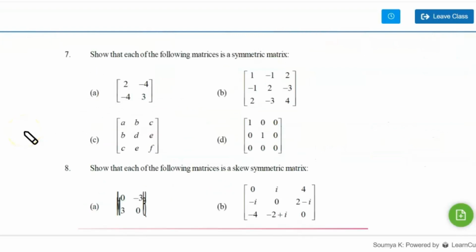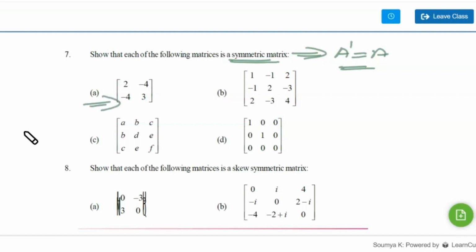The next question is the seventh question. In this one, you have to show that the following matrix is a symmetric matrix. So what do you understand by symmetric matrix? It comes under the transpose of a matrix topic, where your A transpose is equal to A. So if this condition is satisfied, it is a symmetric matrix.